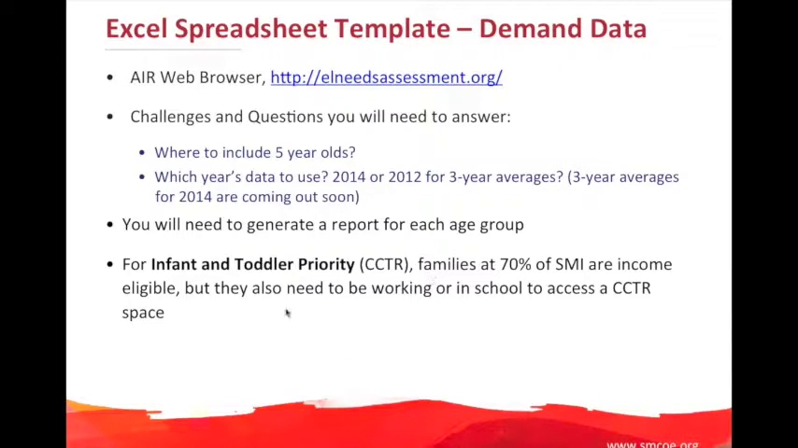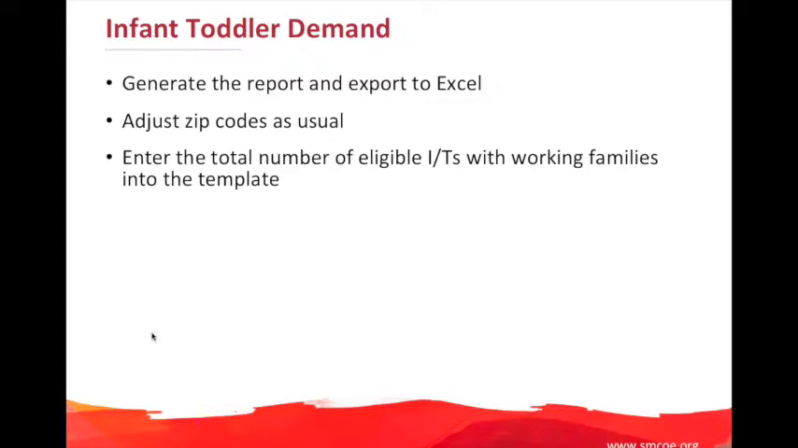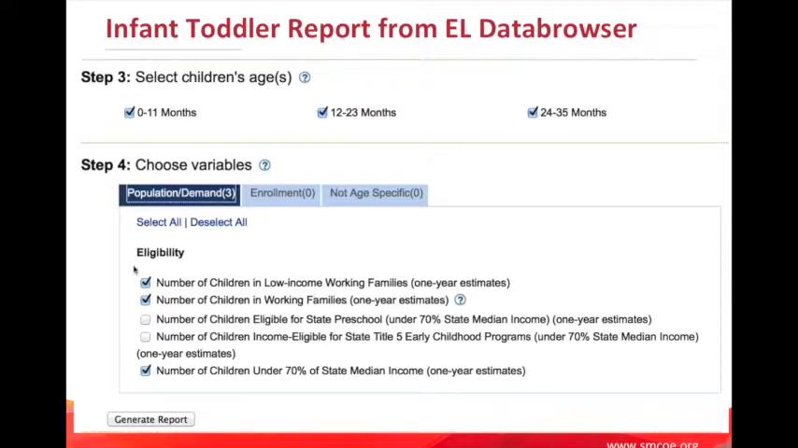So let's go to the next page. Yeah. So you're going to do what we did before. If you went to the infant toddler report, you'd select the different age groups. In this case, you choose zip code and all of that. But when it comes down to the variables, you want to choose population demand. And in eligibility here, some of the verbiage here was popped in for different audiences.